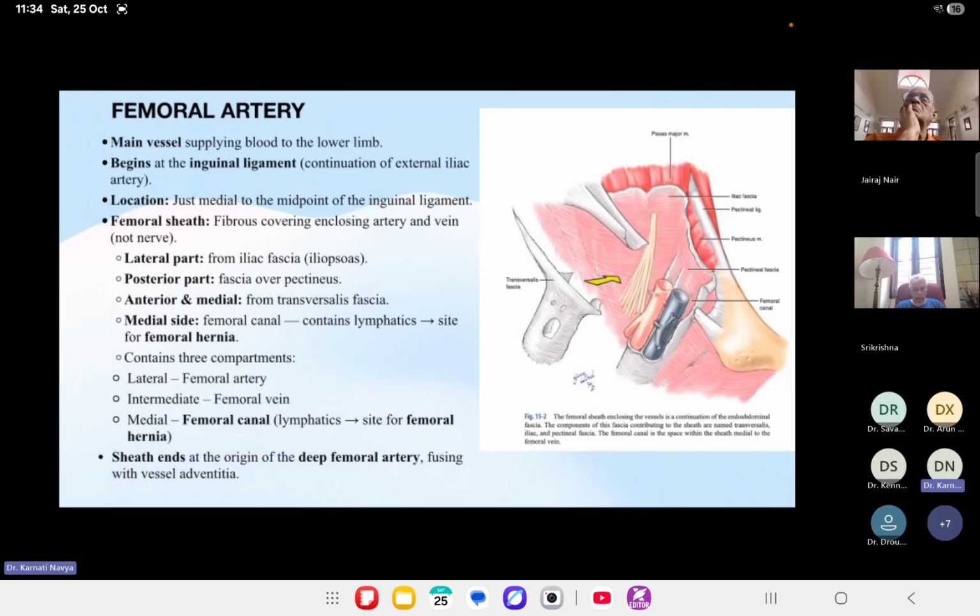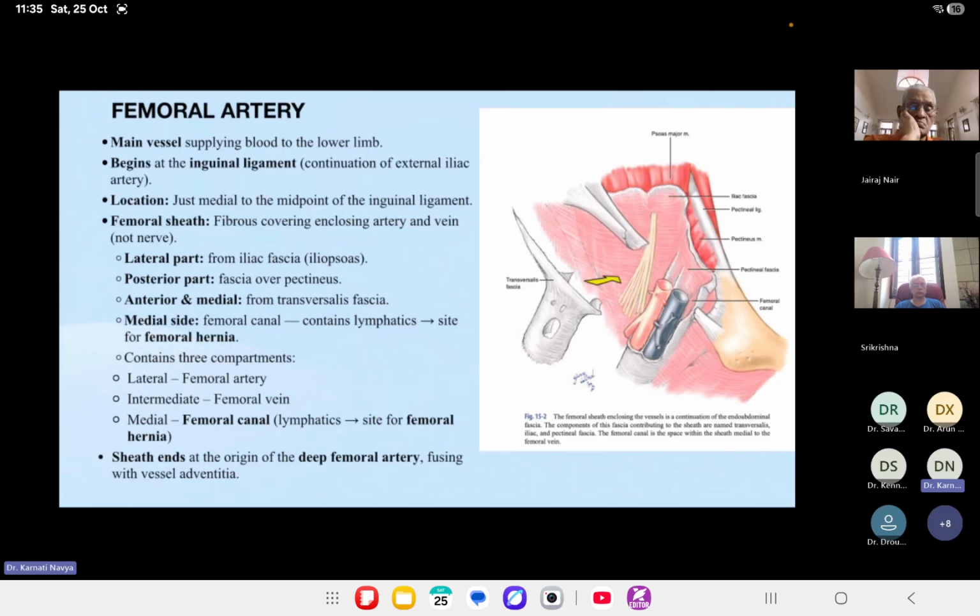The lateral part of the femoral sheath is from the iliac fascia, which is the iliopsoas fascia, posteriorly the fascia of the pectineus muscle, and anteromedially from the transversalis fascia, and on the medial side, the femoral canal, which contains the lymphatics and is the site for femoral hernia. The femoral sheath contains three compartments. The lateral is the femoral artery, intermediate is the femoral vein, and the medial is the femoral canal, which contains the lymphatics, the site for femoral hernia. The sheath ends at the origin of the deep femoral artery, fusing with the vessel adventitia.